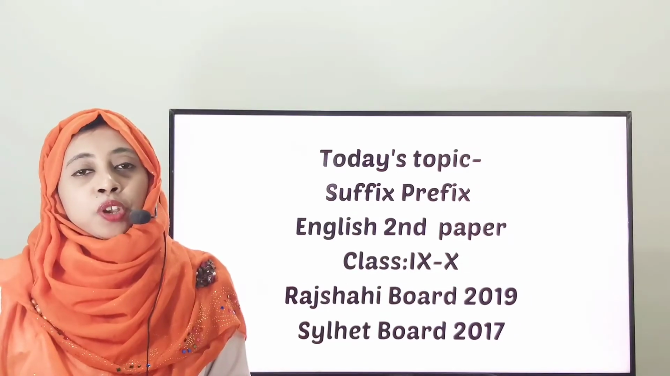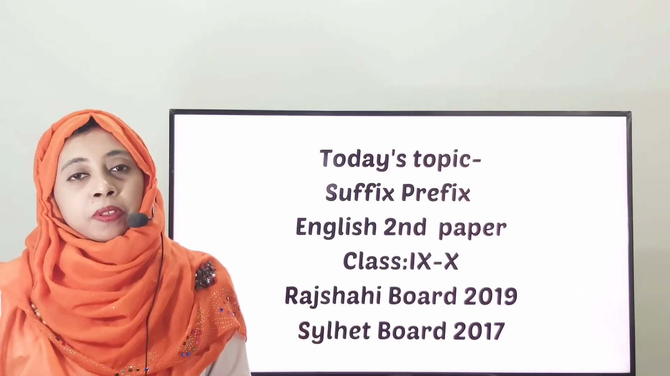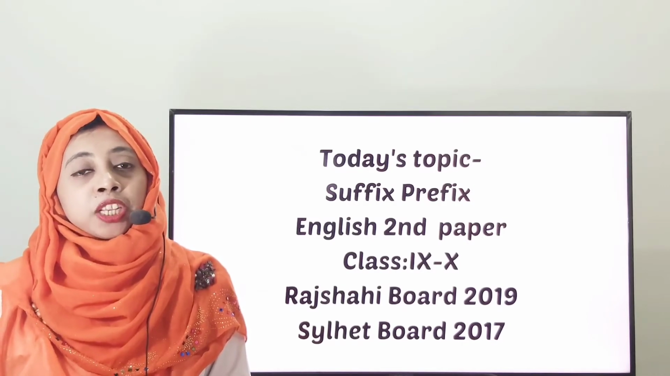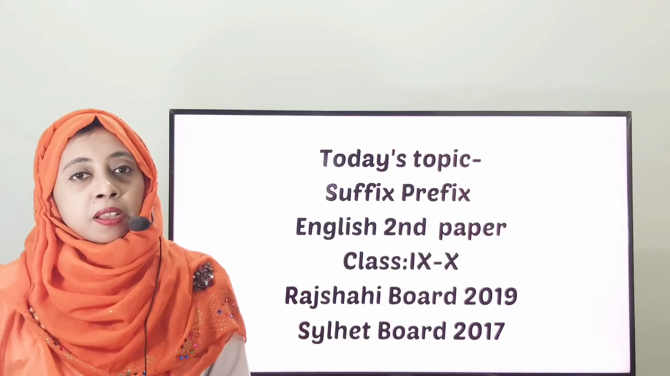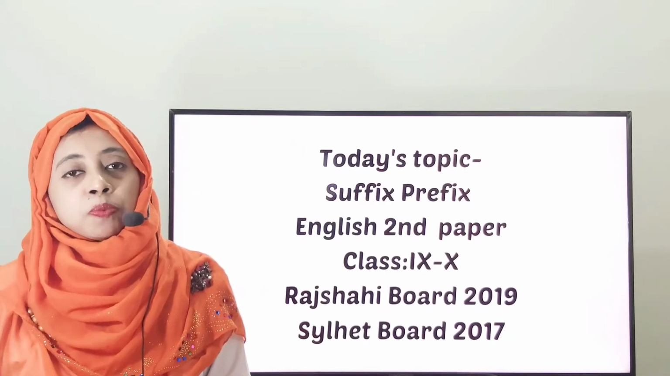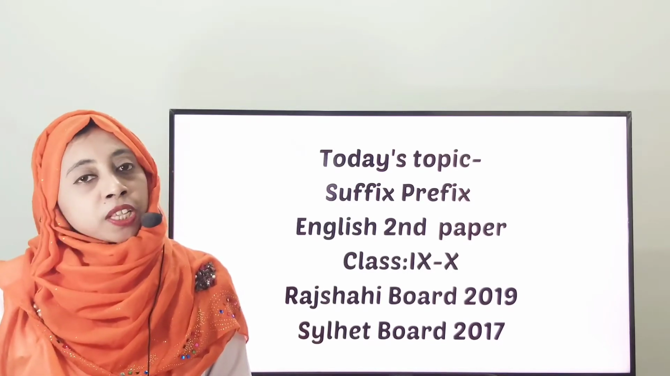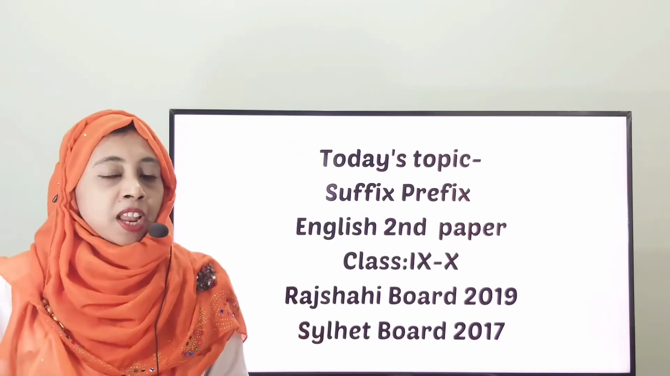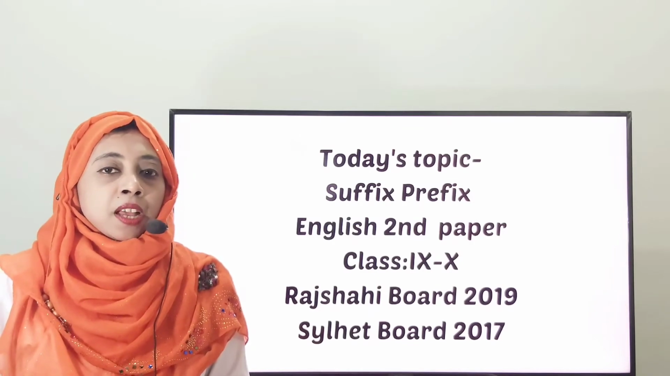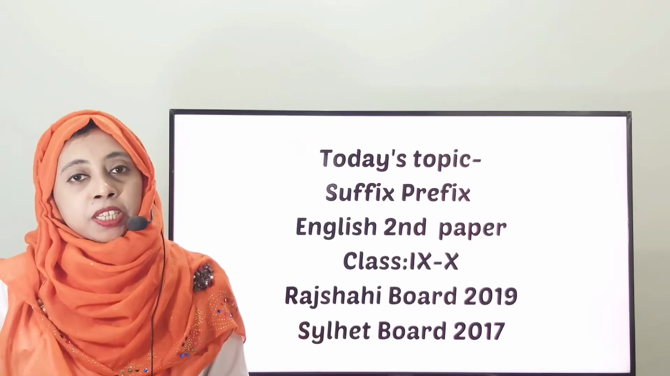Students, you know it is one of the easiest items in English second paper. For this item, you don't need to learn a lot of structure. But if you have strong or enriched vocabulary, you can easily answer this item. Okay students, let's start our class. In our today's class, we will practice Rajshahi Board 19 and Sylhet Board 17.